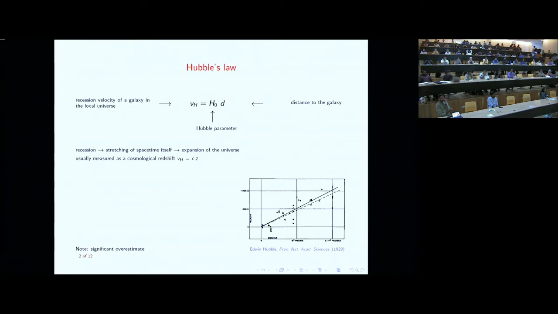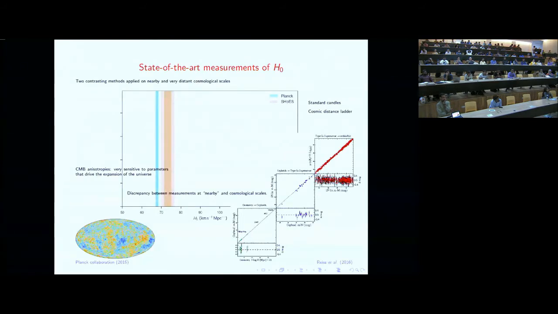Note that he also has a significant overestimate. If you would just follow the slope of his line, you would get a Hubble parameter of about 500 kilometers per second per megaparsec, while the value now is closer to 70, which is 7 times smaller. So this itself sort of hints that this is a rather difficult parameter to measure. I move over to my next slide, slide 3.